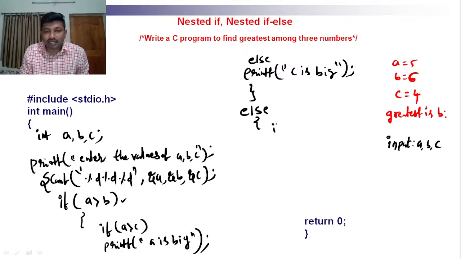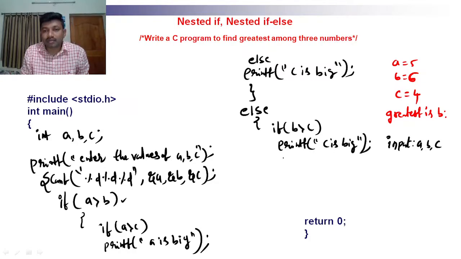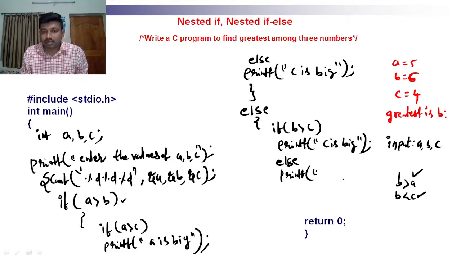When B is greater than A, let me check whether B is greater than C also. Then what does it mean? Printf, C is big. Am I right? Else, how can I say? If B greater than A is true, but B is less than C, then what happens? So B greater than A is true, but B is less than C. It means C is greater than B, B is greater than A. It means C is big. So let me write print, sorry, C is big.